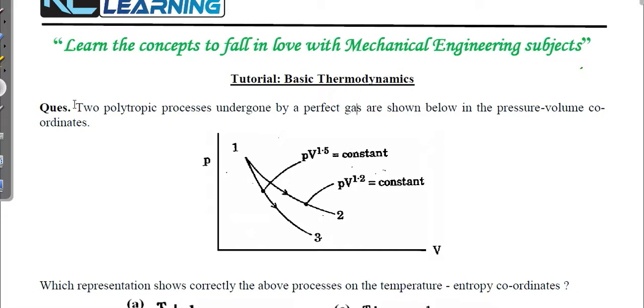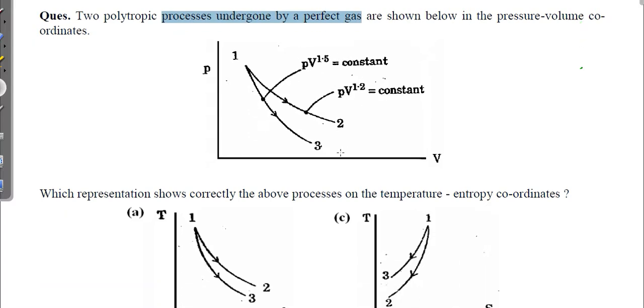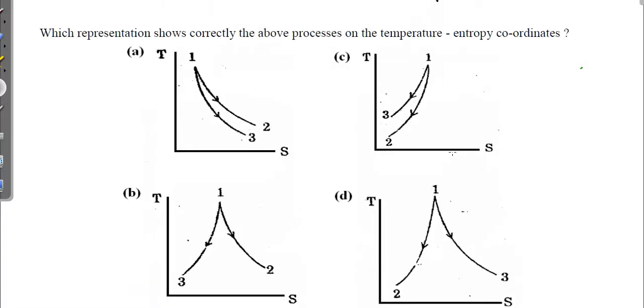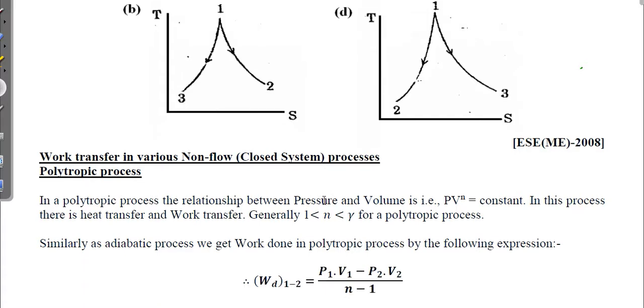So the question says the polytropic processes undergone by a perfect gas are shown below in pressure-volume coordinates. 1 to 2 in forward direction it is moving, and 1 to 3. The polytropic index is given for both processes. It is asking which representation correctly shows the above processes in temperature-entropy coordinates. So which will be the answer? It came in Engineering Services Mechanical 2008. So let's see the explanation.